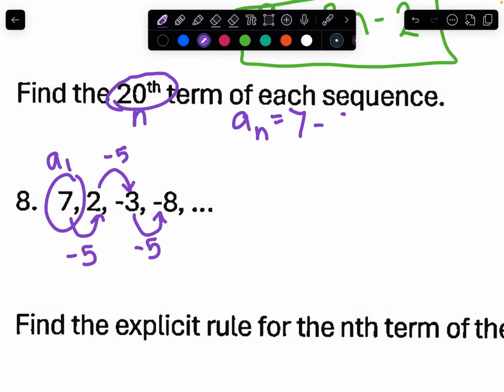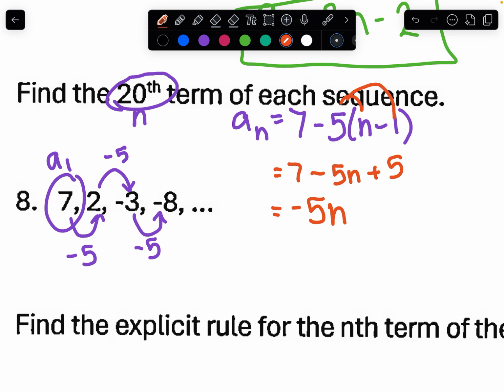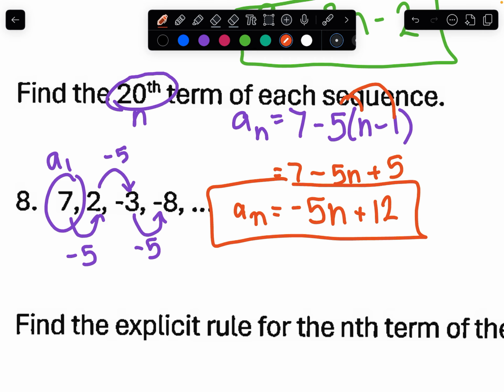So we have 7 minus 5 times n minus 1. I'm going to distribute that 5 in to get 7 minus 5n plus 5 and finish by combining like terms to get negative 5n plus 12. Now, you do not have to write it in this form.